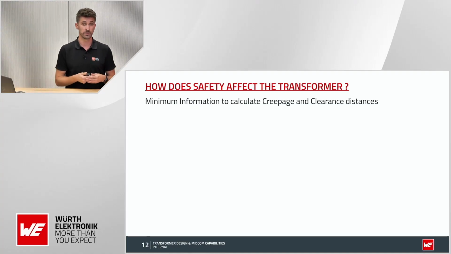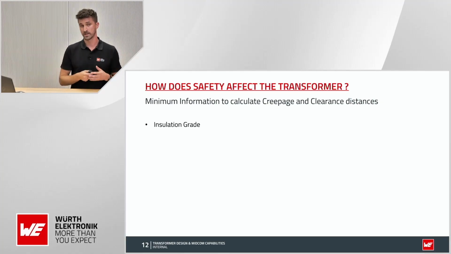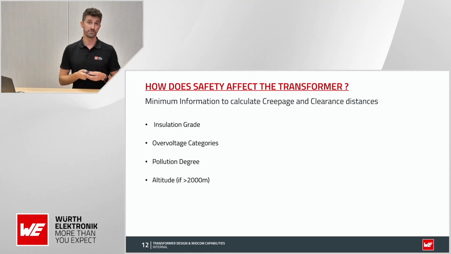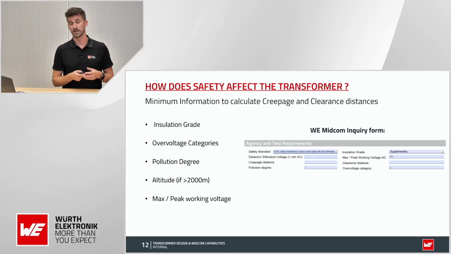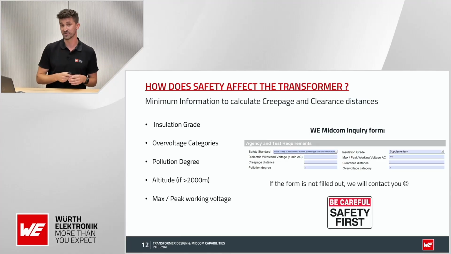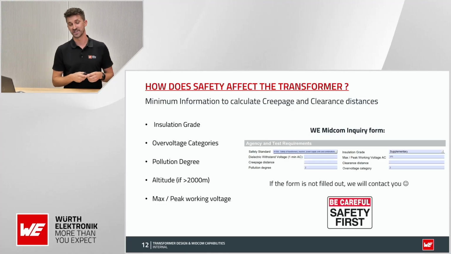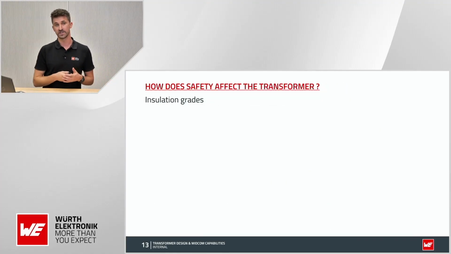So what kind of information do we need from you to calculate the creepage and clearance distances? I will make a short list, and then we can see this information later a bit more in depth. So we need to know your insulation grade, the overvoltage category of the application, the pollution degree, if the altitude of the end application is higher than 2000 meters, and then the max peak working voltages. And all this information is summarized here in our Würth Elektronik Midcom inquiry form. And be careful, because if the form is not filled out well, we will get in touch with you, because without this information, we cannot start a design for safety. So let's see these details a bit more in depth.